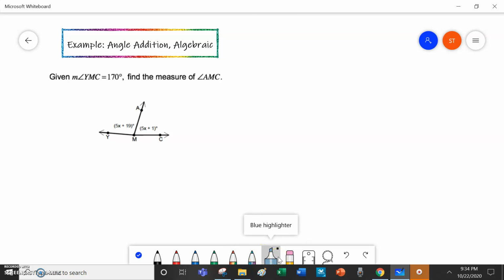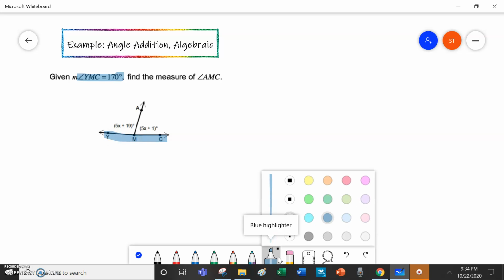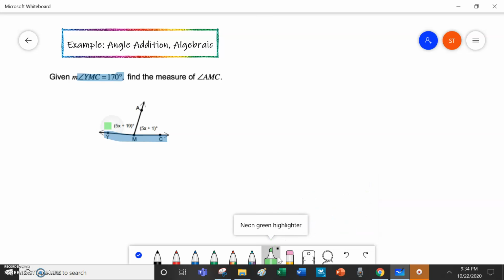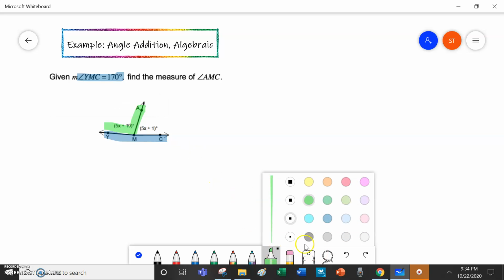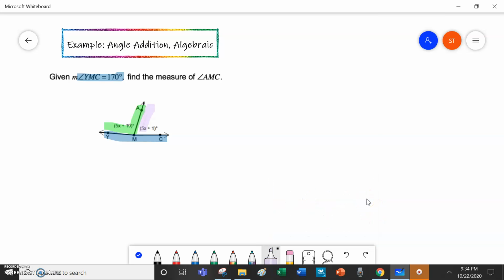So, I know that the measure of angle YMC, which is the larger angle here, is 170 degrees. I know that in the algebraic representation, the measure of angle YMA is 5x plus 19, and the measure of angle AMC is 5x plus 1. My job in the end is to find the measure of angle AMC.